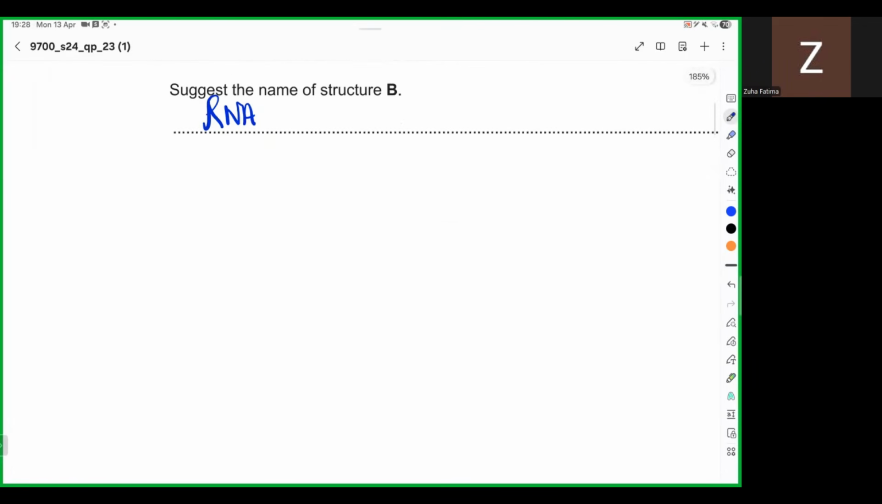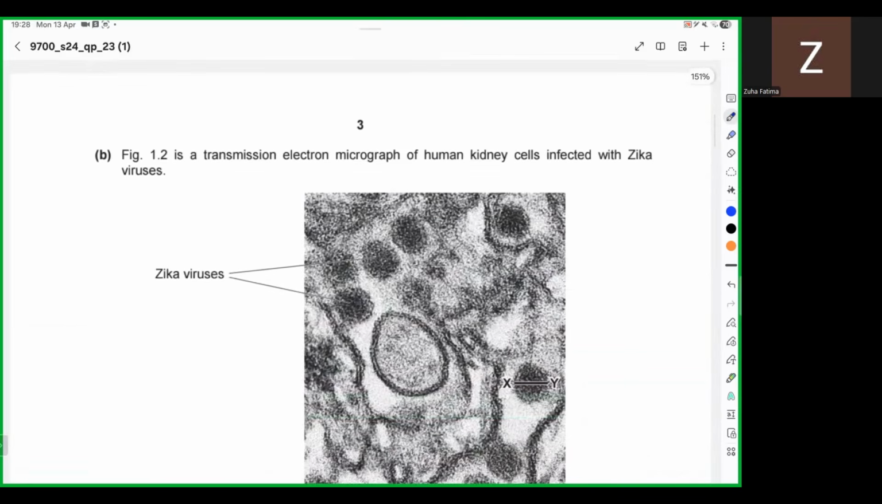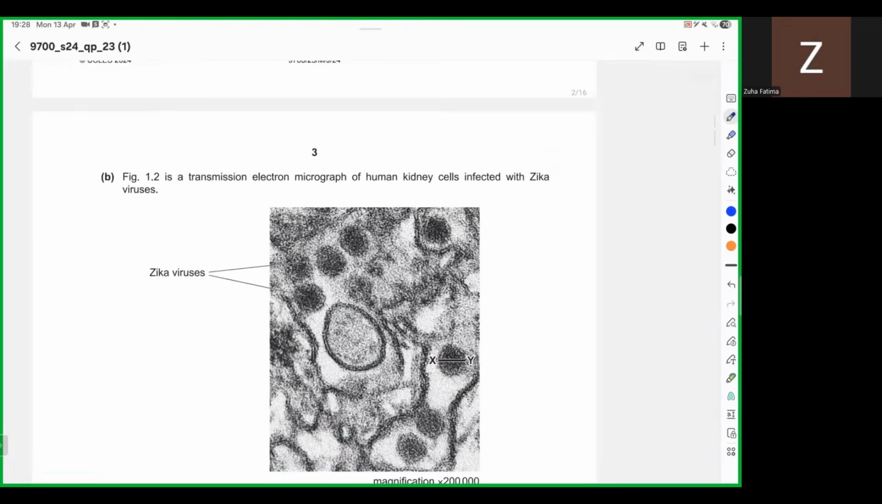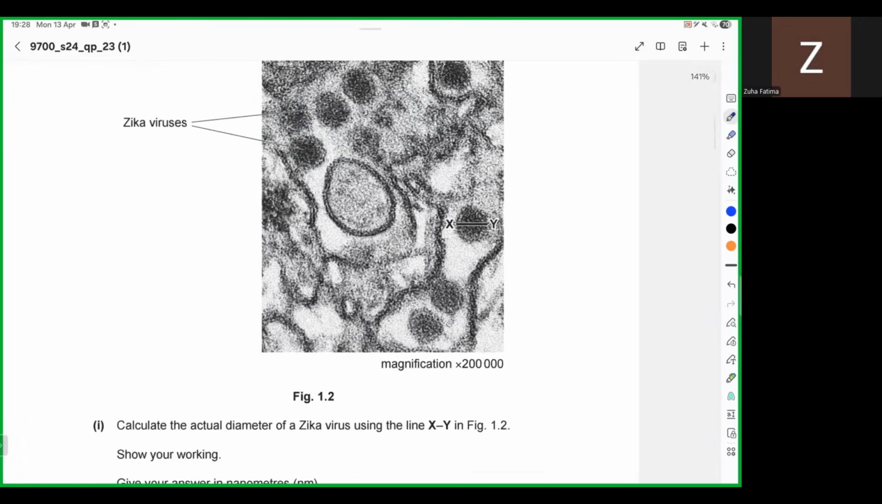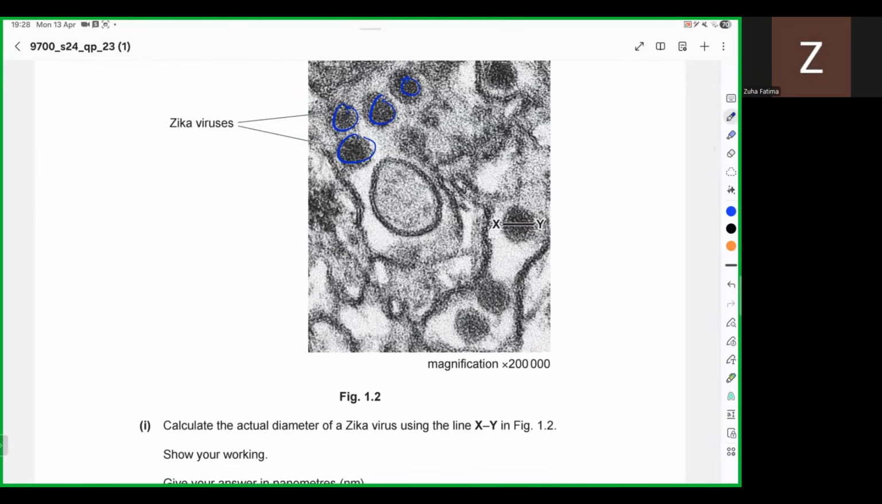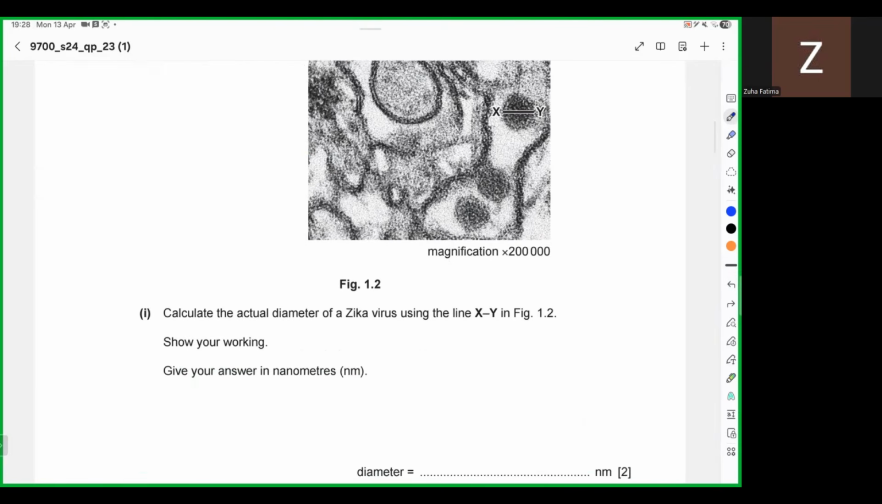Figure 1.2 is a transmission electron micrograph of a human kidney cells infected with Zika viruses. So they're showing us that these structures are basically Zika viruses within the kidney cells. Calculate the actual diameter of a Zika virus using the line XY. So this is the line XY which they've given us. In figure 1.2, show your working, give your answer in nanometer.